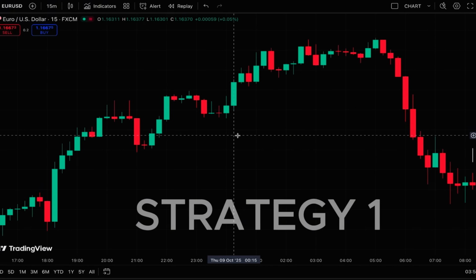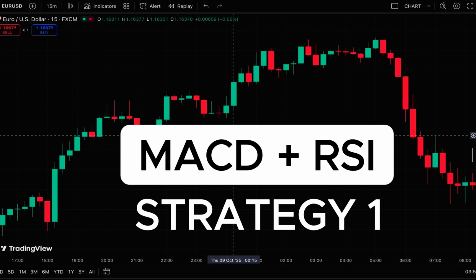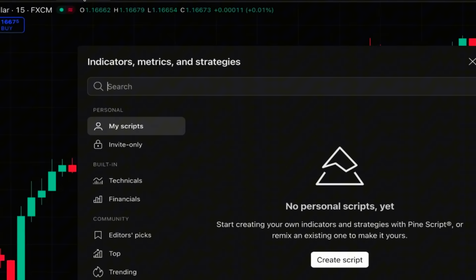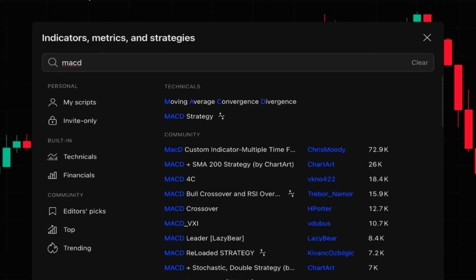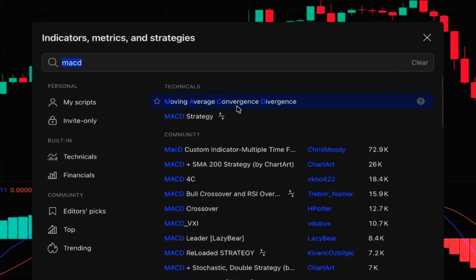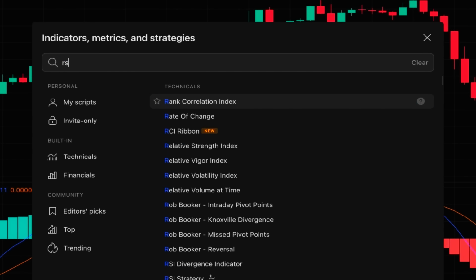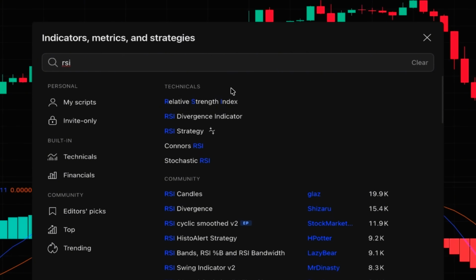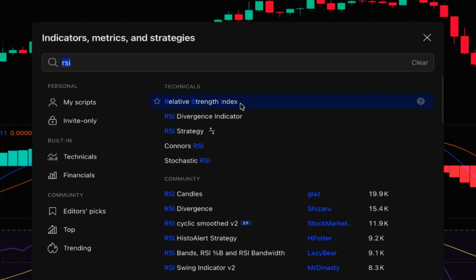Alright, let's begin with the first trading strategy. For this trading strategy, we need two indicators, MACD and RSI. So here we click on indicators and we search MACD, this one, moving average convergence divergence, and then we search RSI and we add this one, relative strength index. And now we need to change their settings.